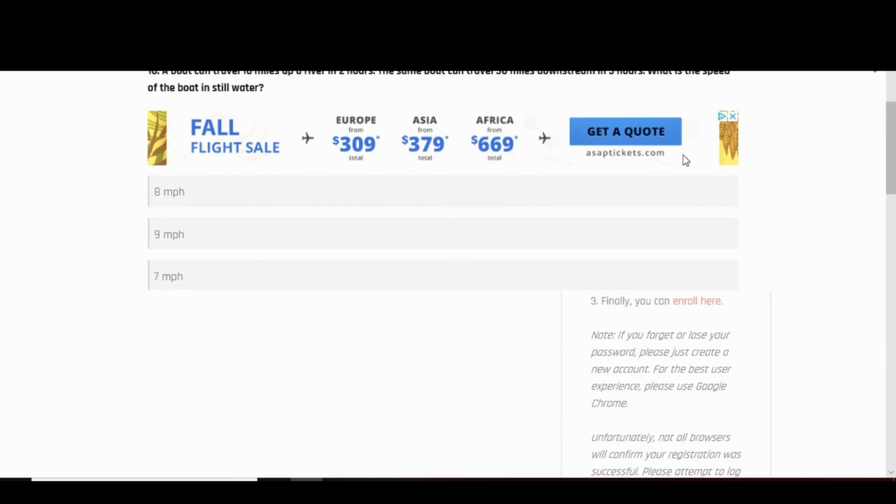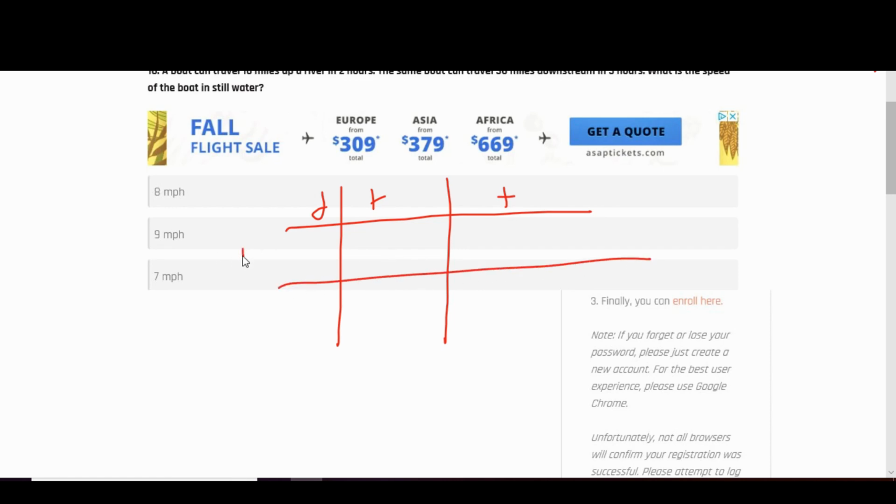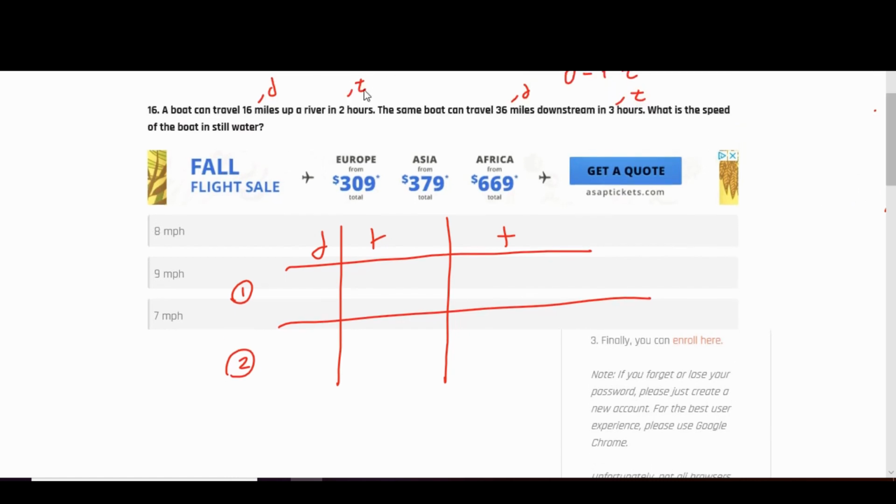But in light of the fact we have two different conditions, namely upstream and downstream, what I'm going to do is set up a chart to help me keep my work organized. Again, distance equals rate times time. And again, we're going to have two different conditions, 1, 2. For this first condition, I'm going to make it this one. So distance is going to be 16 miles. We know the time is 2 hours. We don't know what our rate is.